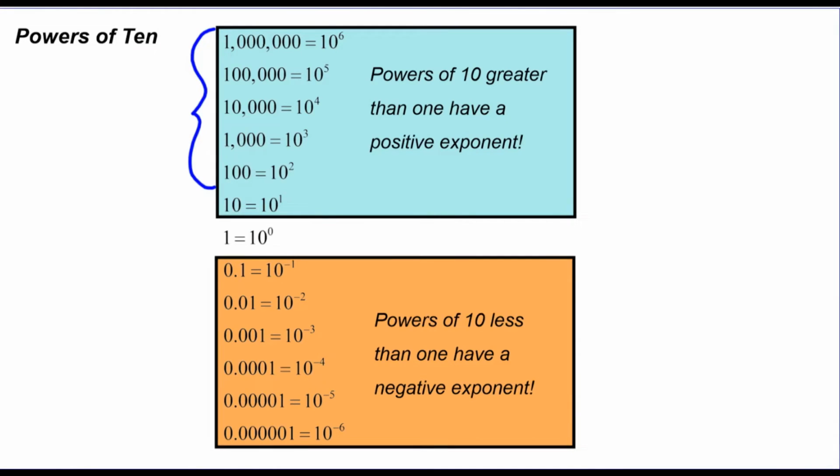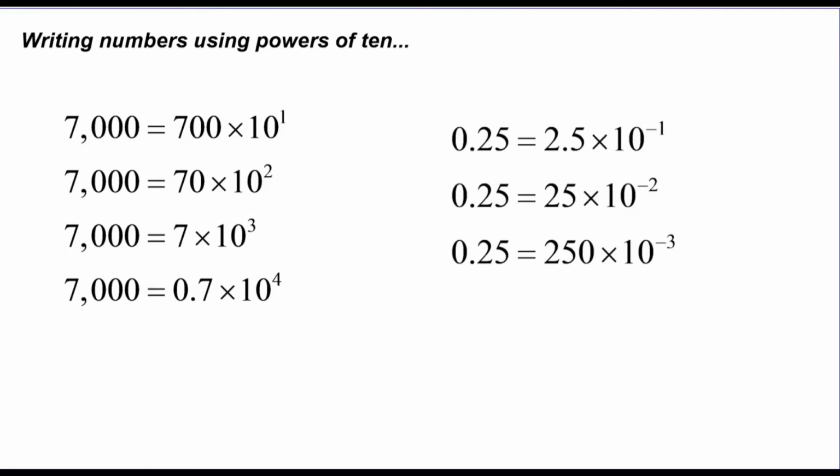1/1000th is 10 to the negative third power, and so on as we decrease in value. Again, these are getting smaller, but they are still positive. So these indicate numbers that are less than 1 but greater than 0, and they're going to have a negative exponent. So when we have a negative exponent in our scientific notation, we're talking about a very small number. If we have a positive exponent in our scientific notation, it means a large number, or at least a number larger than 1.